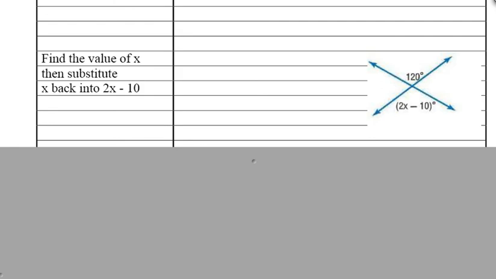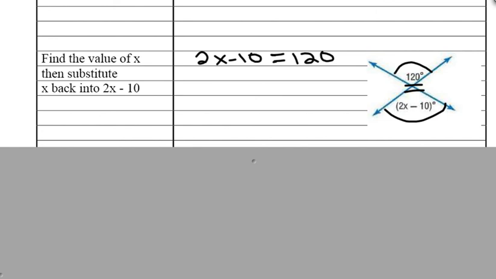All right, vertical angles. Vertical angles are two angles that are non-adjacent, formed by two straight lines, and they are congruent. So that means that their values are equal. The way we would set this up into an algebraic equation to solve for x is we would set the two expressions equal to each other, because in this figure 2x minus 10 is equal to 120 degrees.